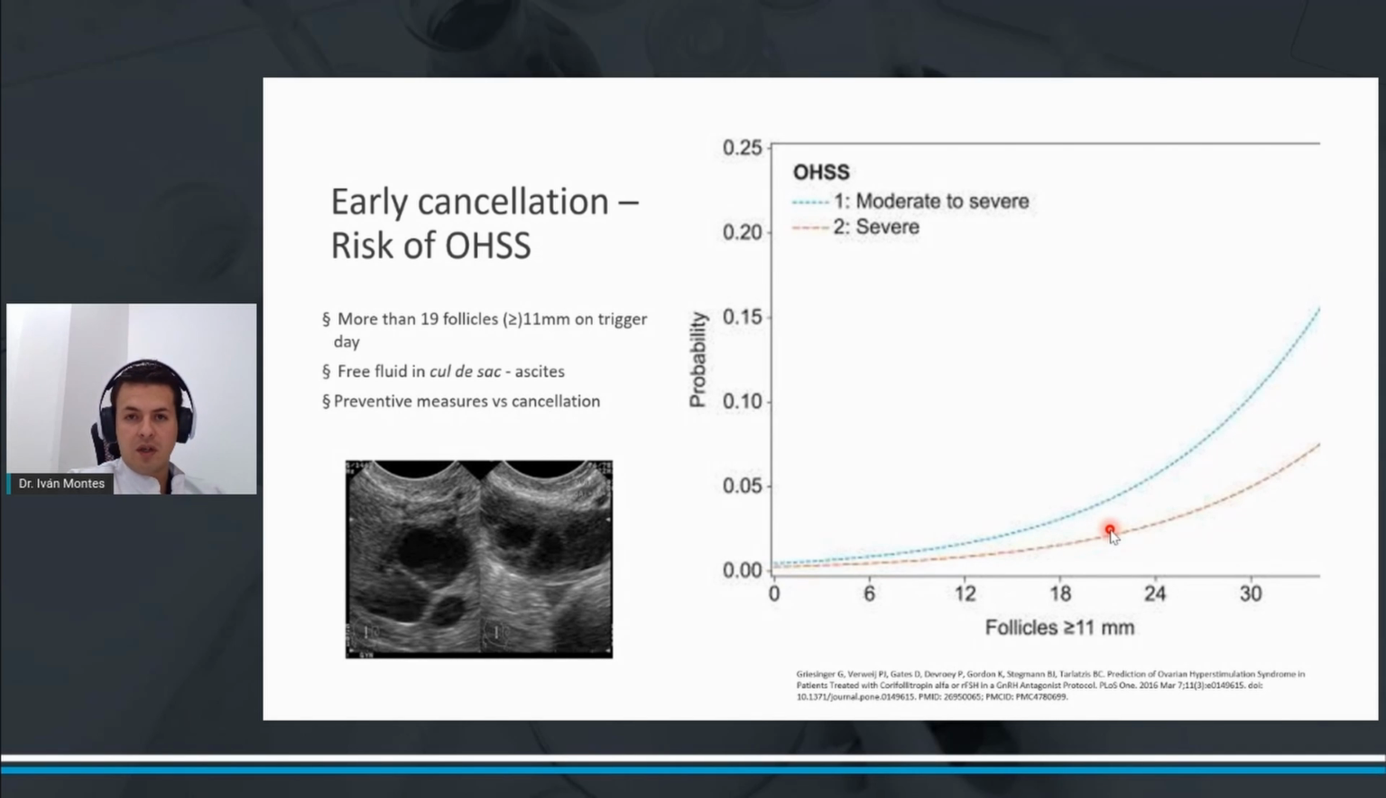And in these patients, you should take measures to prevent the risk of a moderate to severe case of ovarian hyperstimulation syndrome. Maybe you should change the protocol, or do an antagonist of GnRH protocol with a trigger of agonist of GnRH instead of HCG. You should also consider coasting. Coasting is another measure that you can use to prevent ovarian hyperstimulation syndrome, or sometimes you even have to cancel the whole treatment.